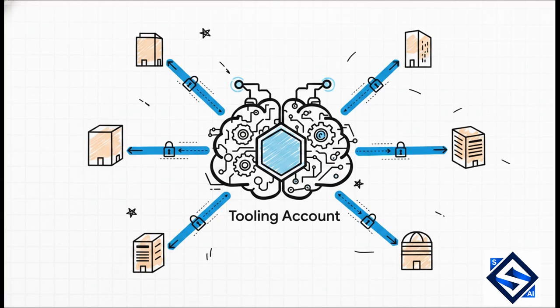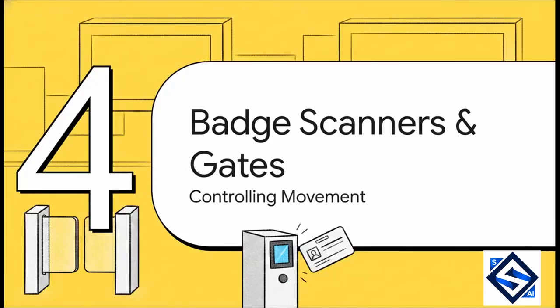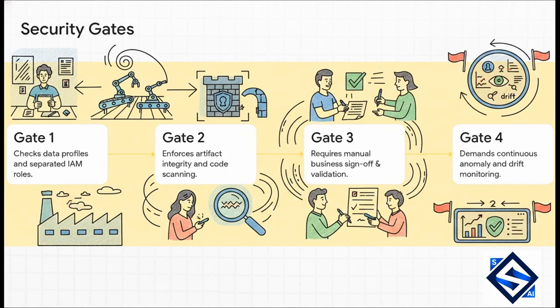It's the ultimate security hub that distributes policy guardrails out to all the other rooms. Now for the real climax of our architecture, the badge scanners and security gates that control all movement. Between our rooms, we've set up 4 explicit security gates, or SGs, that act as mandatory automated badge scanners. Promotion to the next room is totally blocked unless these checks pass.